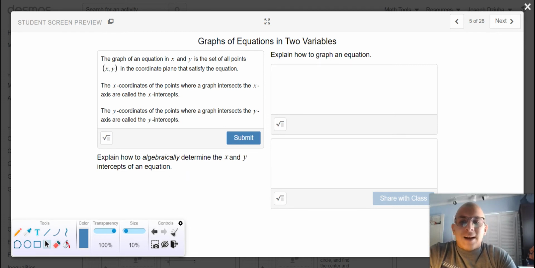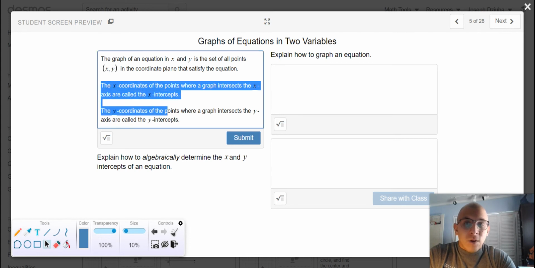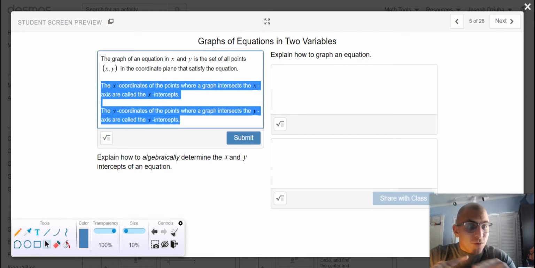Right? And then I'd like for you to explain how to algebraically determine the x and y intercepts of an equation. Okay? I know how I can do it graphically. I just look for where the graph crosses both the x and the y-axis, and voila. Very straightforward, not much to it. But what does that process look like algebraically? There's a unique characteristic of every coordinate on the x-axis, and there's a unique characteristic of every coordinate on the y-axis. Let's see if you remember.